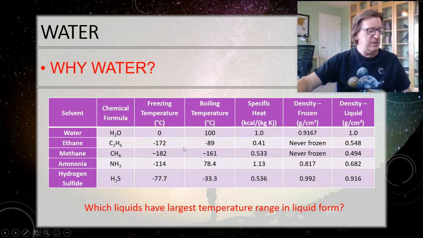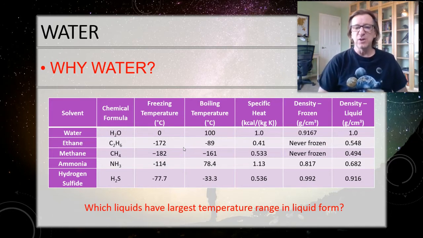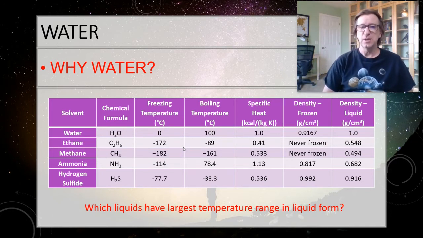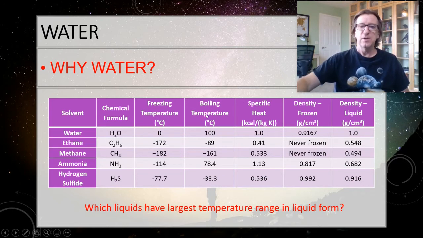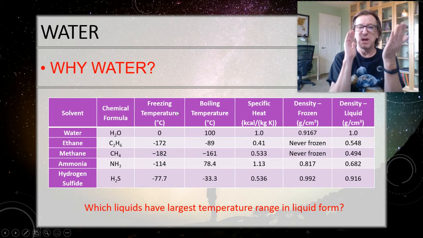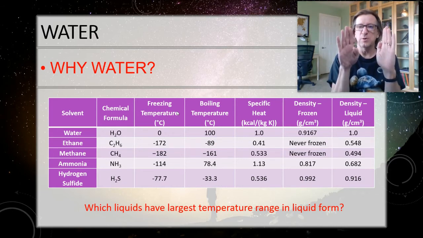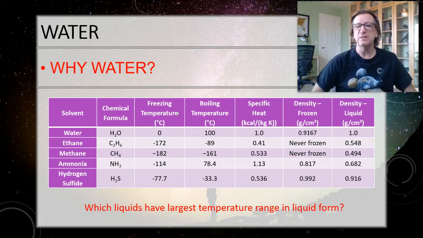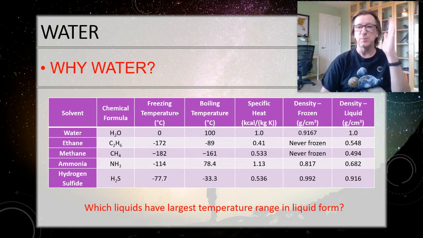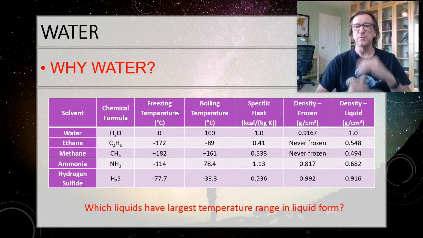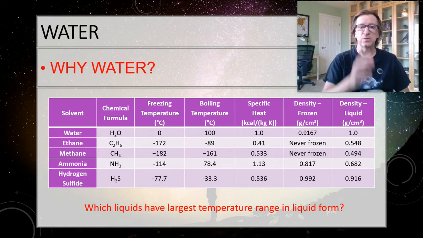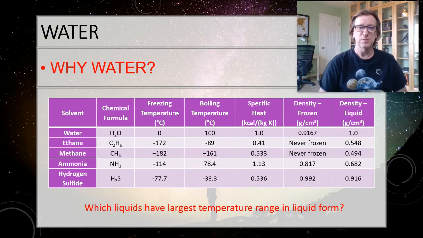All right, flip over to the next page in your class notes, on the back. Which liquids have the largest temperature range in liquid form? To figure that out, you've got your boiling temperature and your freezing temperature. If it's greater than the freezing temperature but less than the boiling temperature, it's going to be liquid. So to find the temperature range, all you need to do is take the boiling temperature and subtract the freezing temperature, and that'll give you the range. Give me the top 2 that have the largest temperature range. Pause the video, do that now.